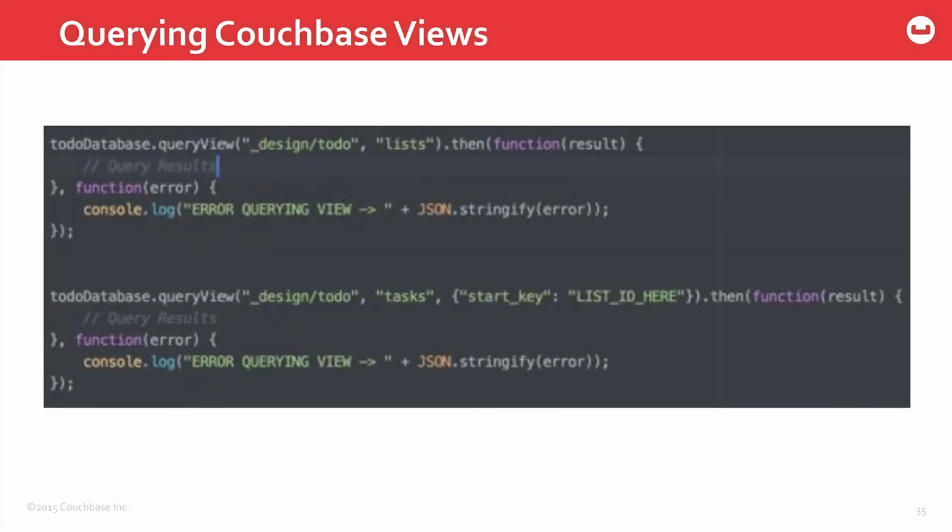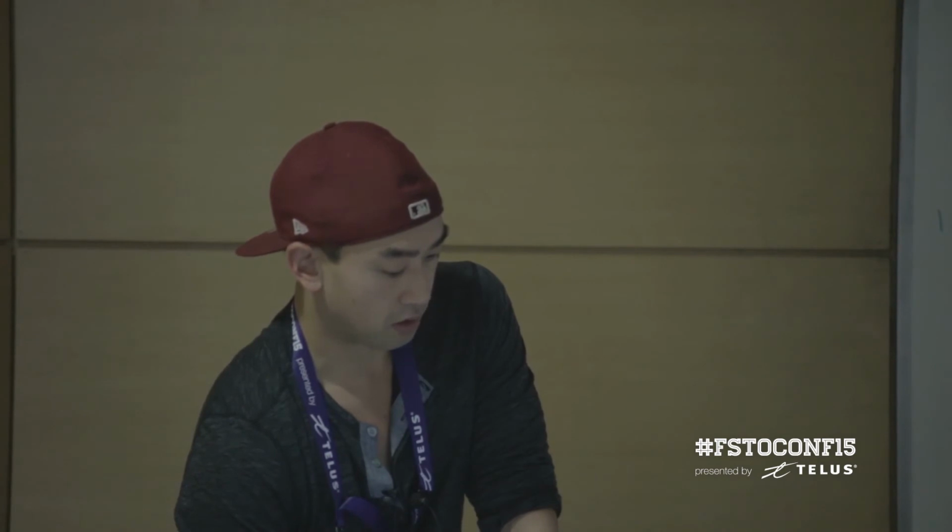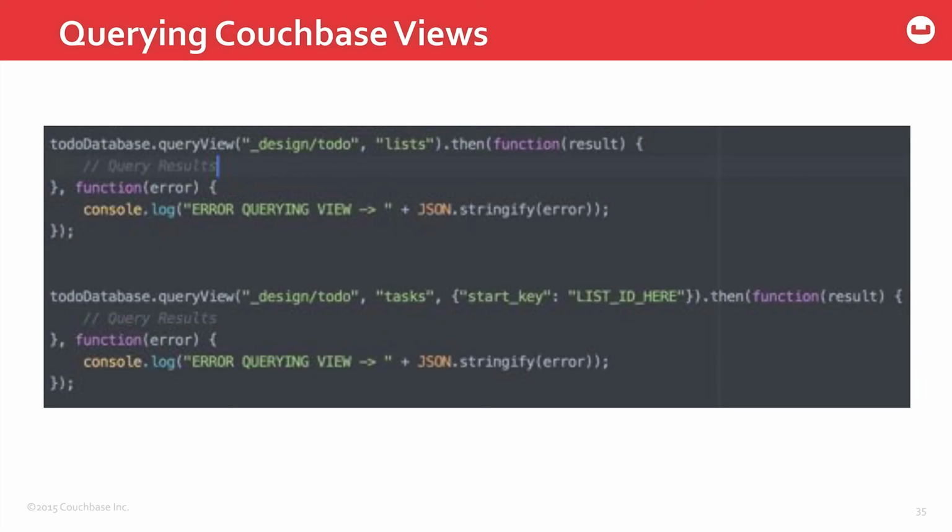Querying a Couchbase view: querying the list view will return lists, in a promise to remain asynchronous. You have the option to pass a start key here, which is an obvious example for querying the task view. If you don't want to query all the tasks, only the tasks of a particular list, then you can do that too. Depending on what you decide, you can update that start key accordingly.